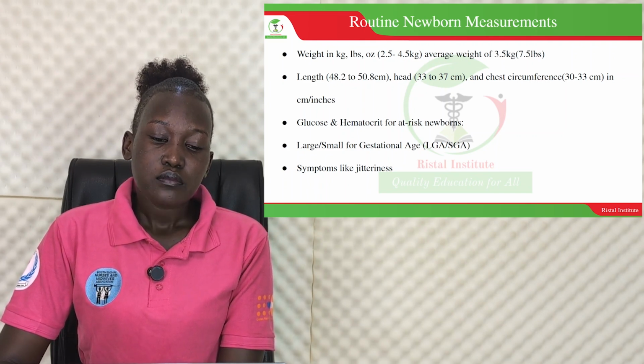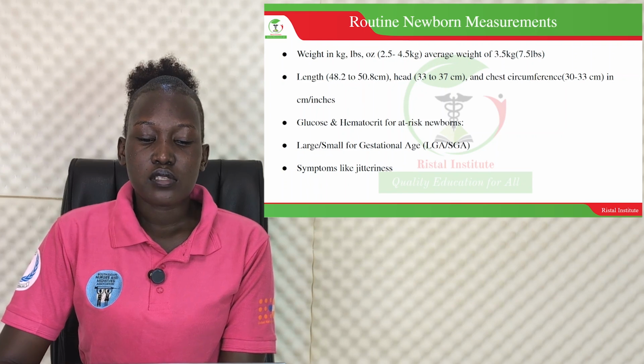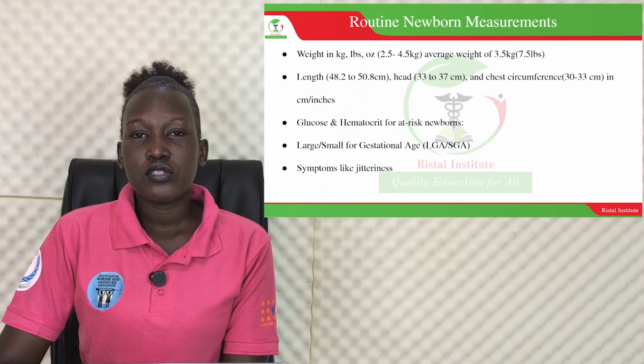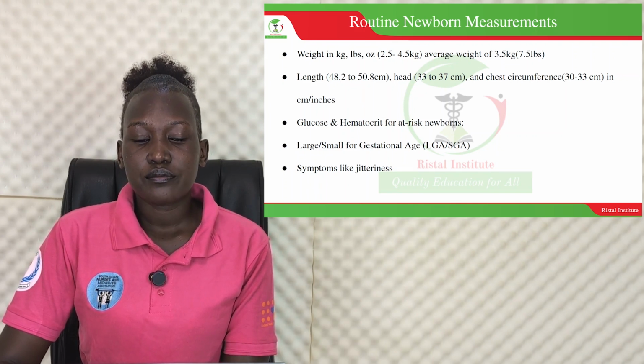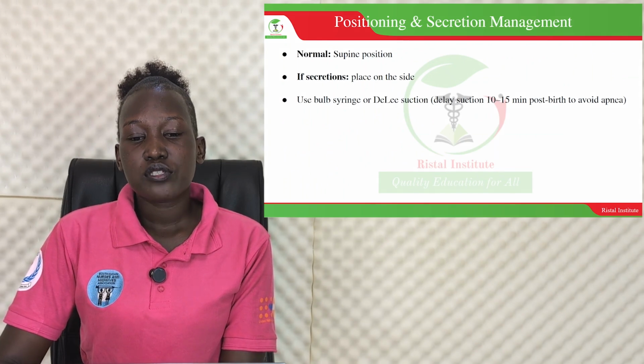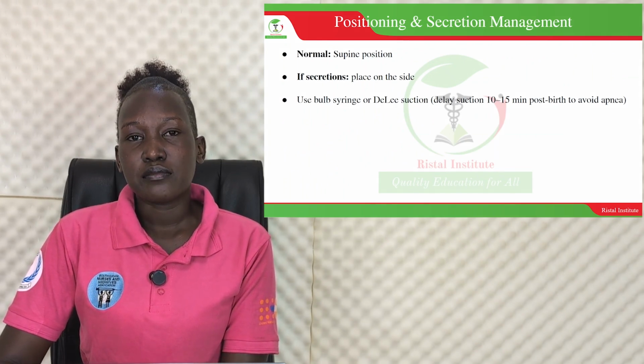Okay. Then we can look at other symptoms, like if the baby is fidgeting or is having difficulties in just staying alone, then you look for those other symptoms which are abnormal in a newborn. Then we have positioning and secretion management.